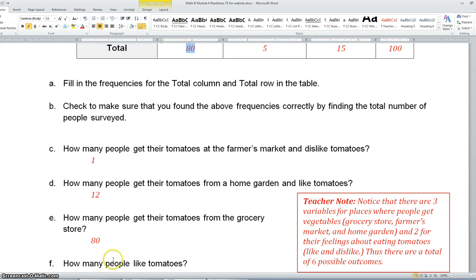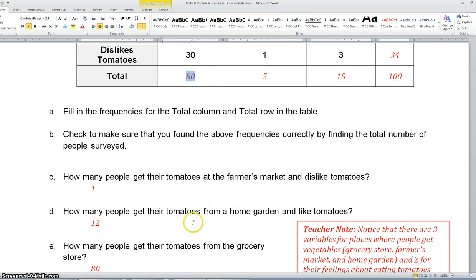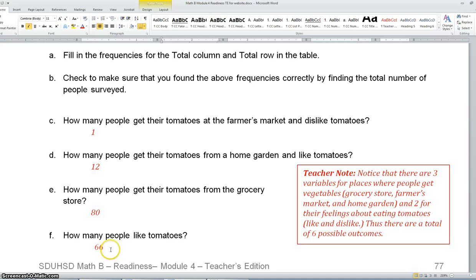Okay, how many people like tomatoes? So like tomatoes. That's all of these people, no matter where they get them. 66 is where that answer comes from. Okay?